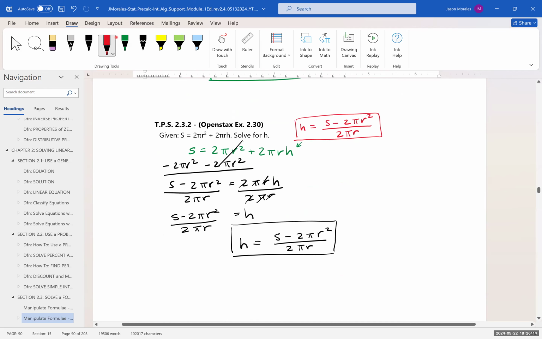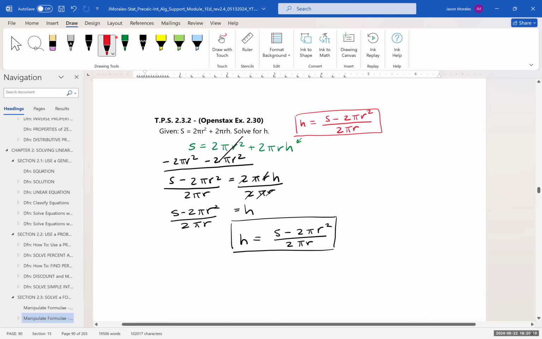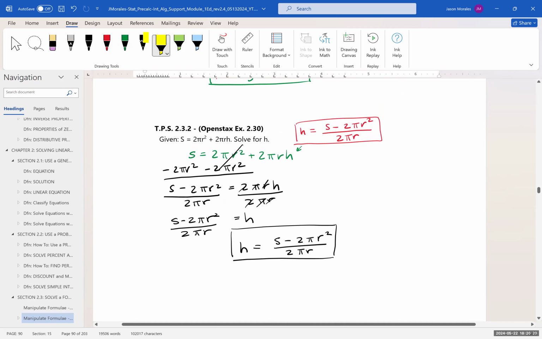Okay, the next think, pair, share. Again, we're solving for H. So the first thing I did was to take this surface area formula and rewrite it. And H is what we're solving for.